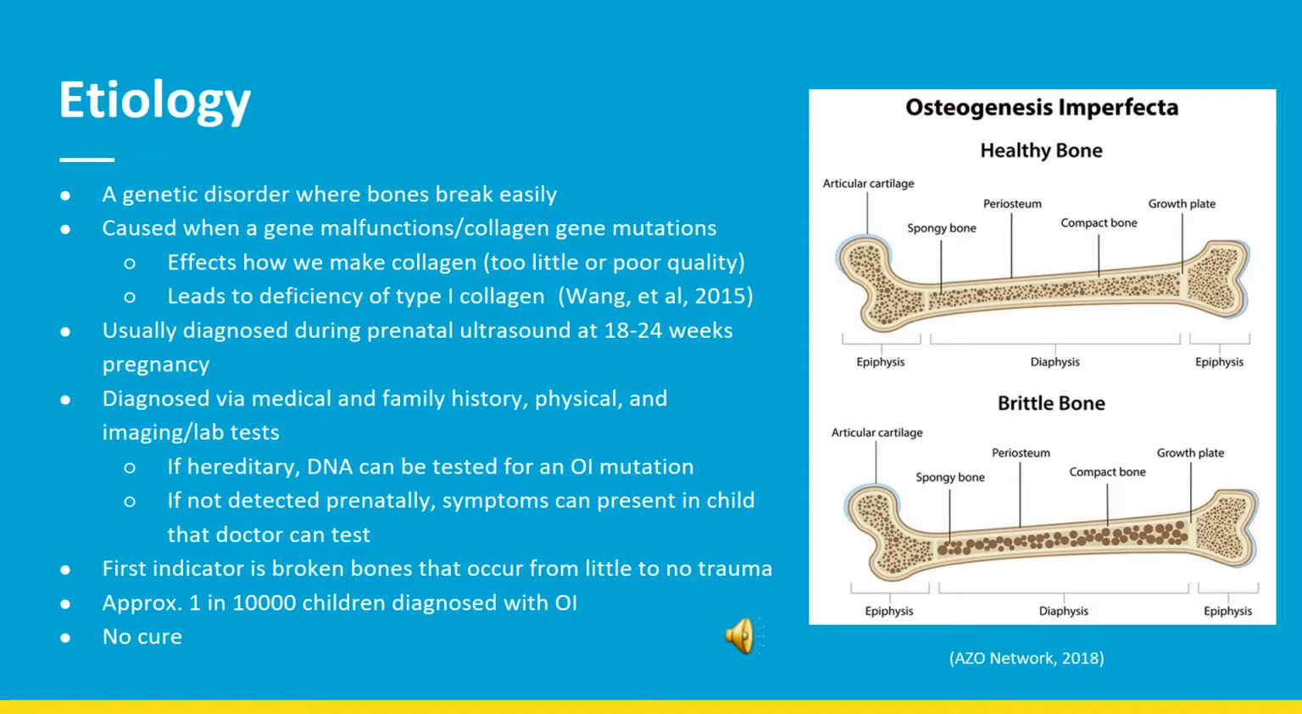The tests by the physician include a physical exam, measuring the length of the limbs, head circumference, examining their eyes, teeth and spine for any curvatures, and the rib cage as well. Questions about personal and family medical history, about broken bones, hearing loss, brittle teeth, adult height, and even different races. It does occur equally among males and females and different racial groups. That doesn't make a difference.